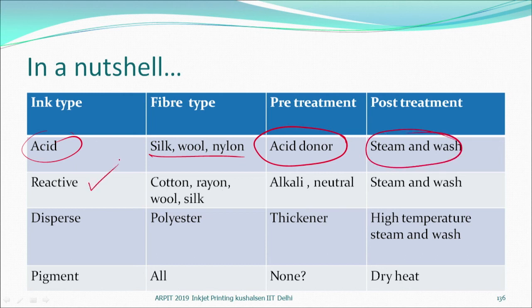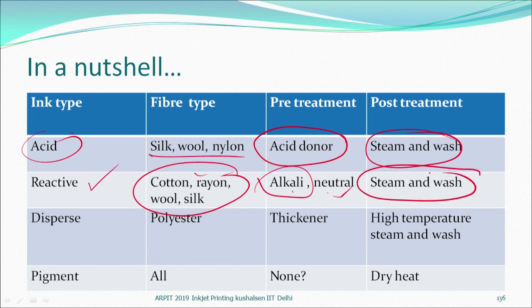Reactive dyes obviously make covalent bonds. Cotton, wool, silk, rayon: for cotton and rayon you may require an alkaline medium, for wool and silk you may require a neutral medium. You have to do steam and wash.